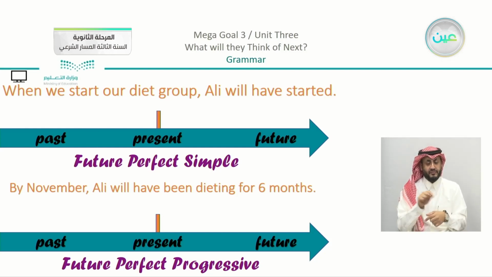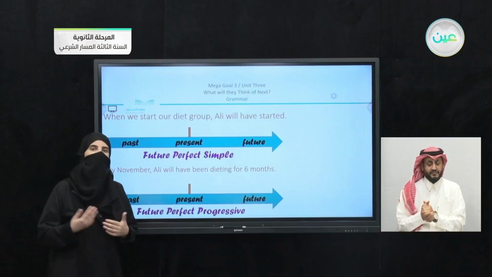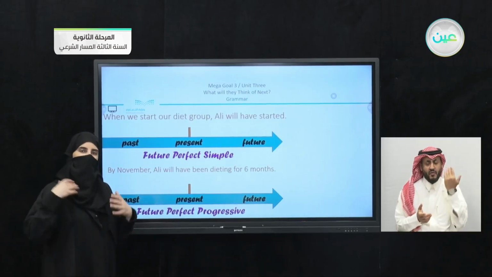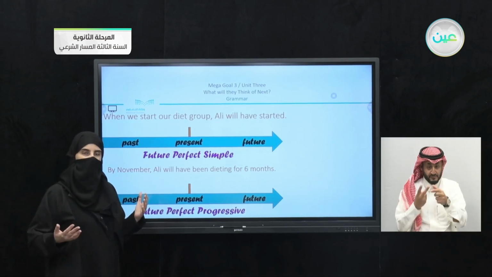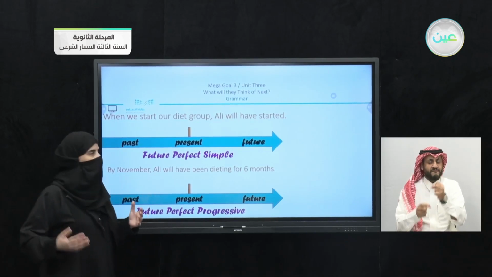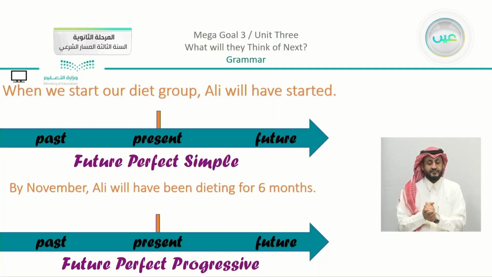Now you can see from the timeline that we have the past, the present, and the future. So let's go back and read our example here. When we start our diet group, Ali will have started. Now this is why I read the examples that we had before, just to get you in the mood that we have two actions that we're talking about. So we have here the two actions, starting group, or the diet group, and Ali will have started.